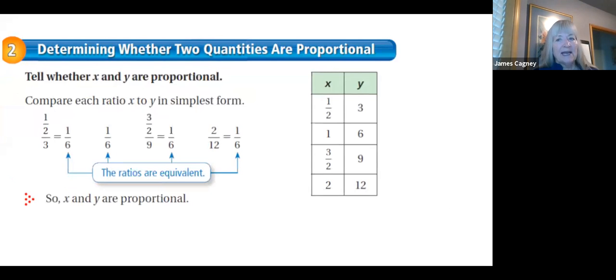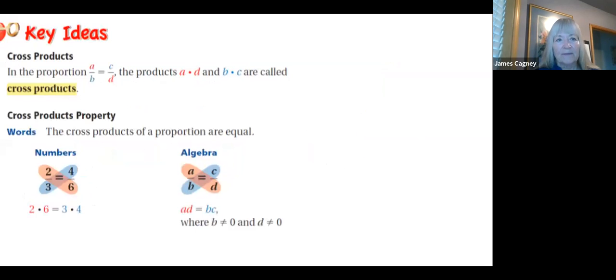So when I look at a table, especially if a table is a linear function, it is going to be proportional. So really, I'm just going to compare each x to each y, and I'm going to get the same thing every time. Notice when I do 1/2 to 3, I get 1/6. 3/2 to 9, I get 1/6. And 2 to 12, I get 1/6. So x and y are proportional here. I just find ratios and I check them.